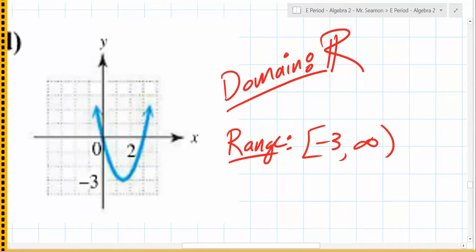Why isn't that the domain? Because for the domain, you see these arrows? It keeps on getting wider, right? So how wide does it get? It keeps going, right? What about vertically? It stops here. Can it ever go below -3? It can't. So the range contains -3 and goes up.